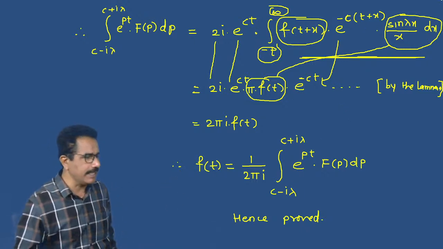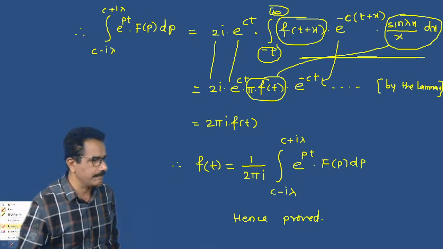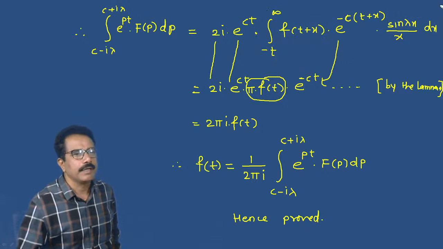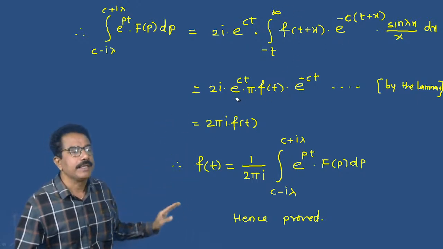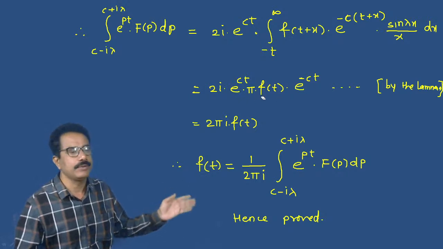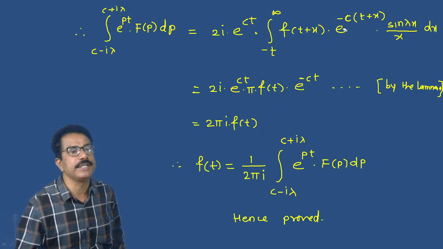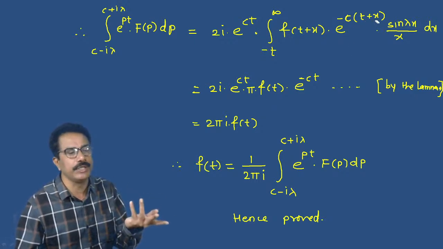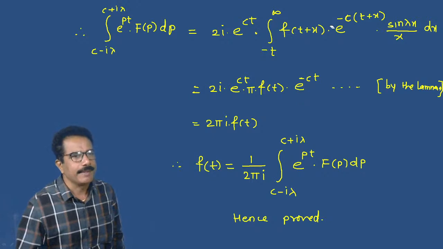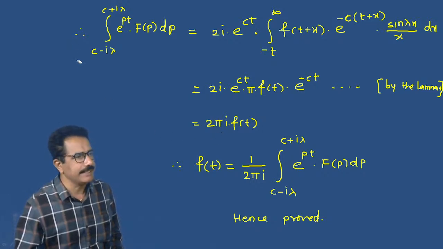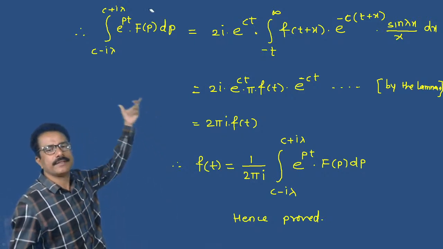So we will get the result as, I have reduced this. Okay. So due to this lemma, the value of the integral becomes pi into f of t. Keep this 2i as it is, e raised to ct as it is, e raised to minus c into t, x is 0. So we will get this as e raised to minus ct. So in this way, we can write 2 pi i into f of t. Now transfer this 2 pi i on f of t to the left side. So we will get the final result with this integral.